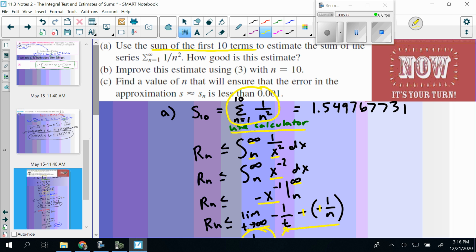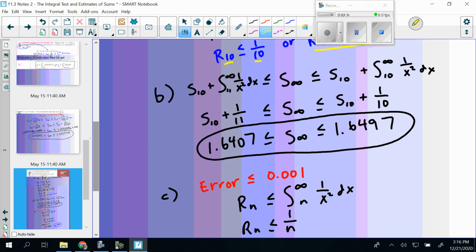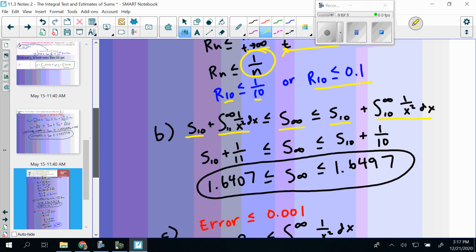All right, so part B, improve this estimate. So find the infinite sum is what they're asking, with this number 3 here. That was our thing before. So they want us to estimate what our infinite sum is with n equals 10. To do that, our infinite sum should be between our estimate of S of 10 plus the integral from 10 to infinity, and then on this side, we want one more than that, so 11 to infinity. Again, we know this integral is going to simplify to 1 over n. If this is 1 over n, this turns into 1 over 11.